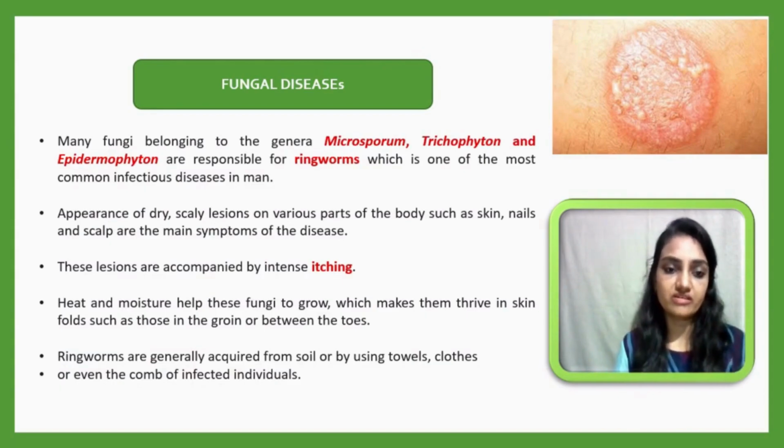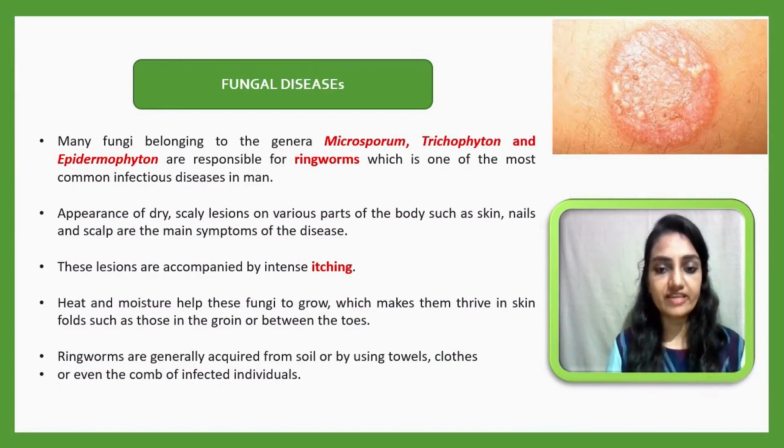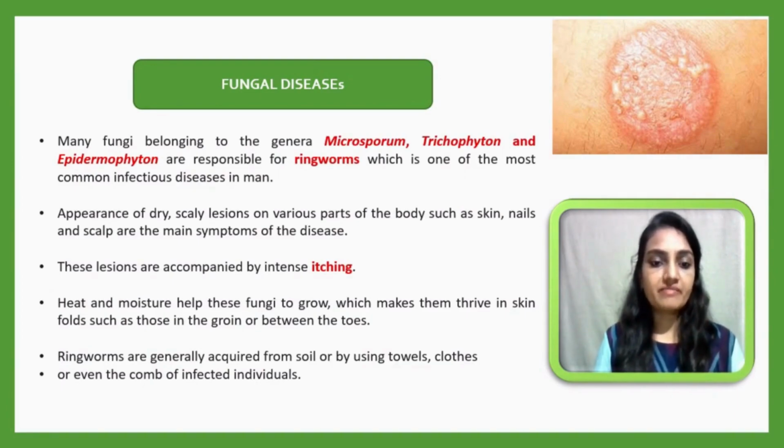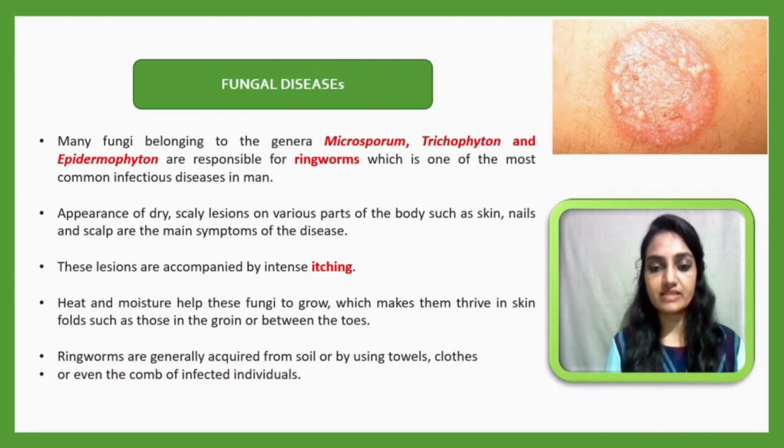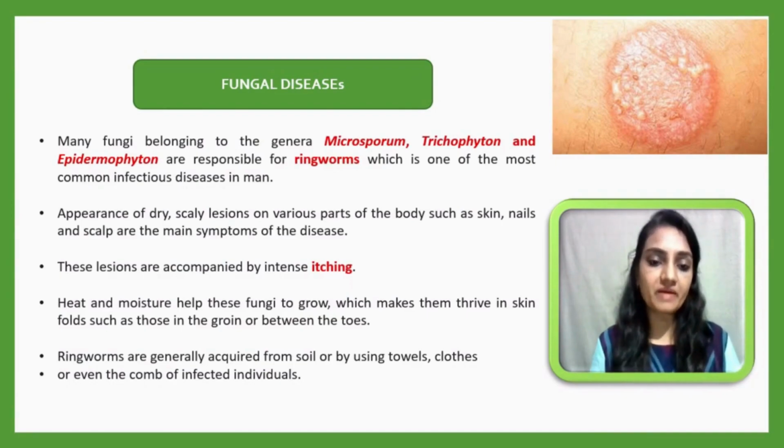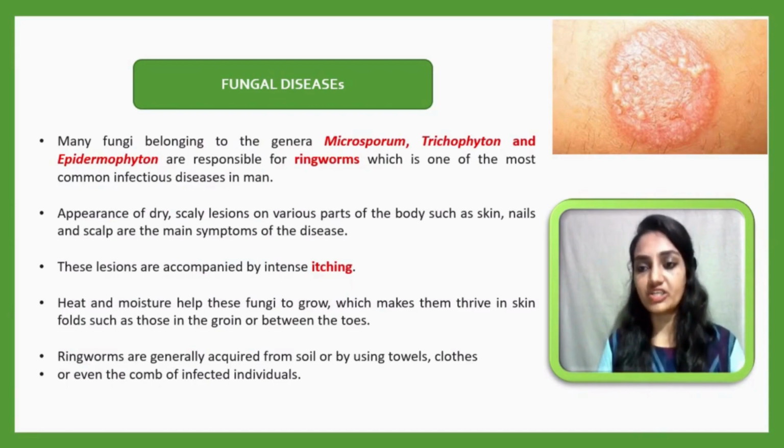The appearance of dry, scaly lesions on various parts of the body, such as the skin, nails and scalp, are the main symptoms of the disease. The lesions may be found on the skin, on the nails, or on the scalp. The lesions are accompanied by intense itching. The person itches everywhere, and as they itch, they spread the disease.